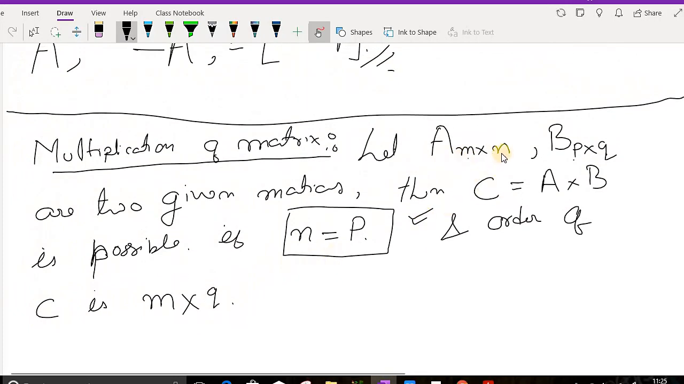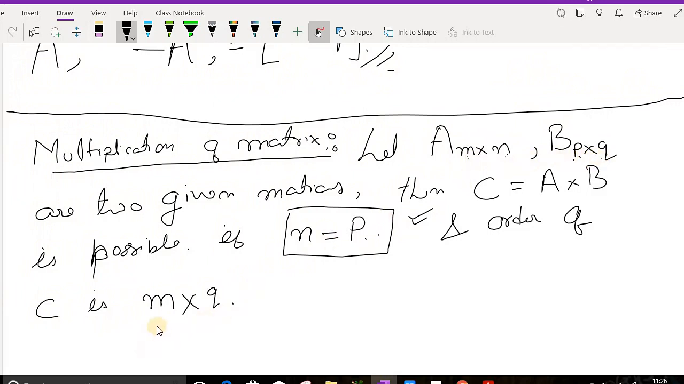Let me clear the condition again. If the order of A is m by n and the order of B is p by q, then A into B is possible only if n is equal to p. Then we can multiply two matrices. And if I write A into B is C, then the order of C will be m by q, meaning the number of rows of the first matrix by the number of columns of the second matrix.